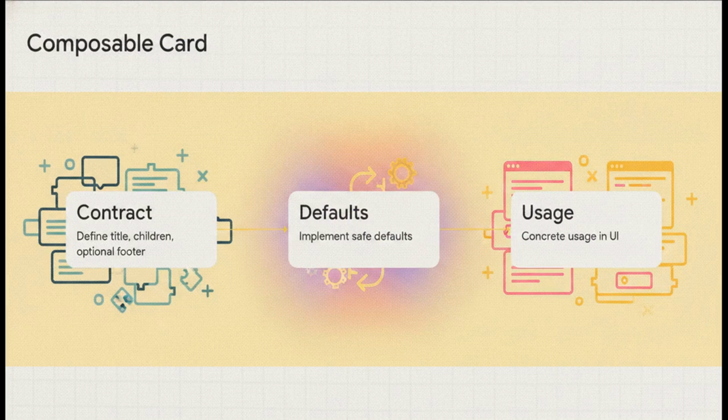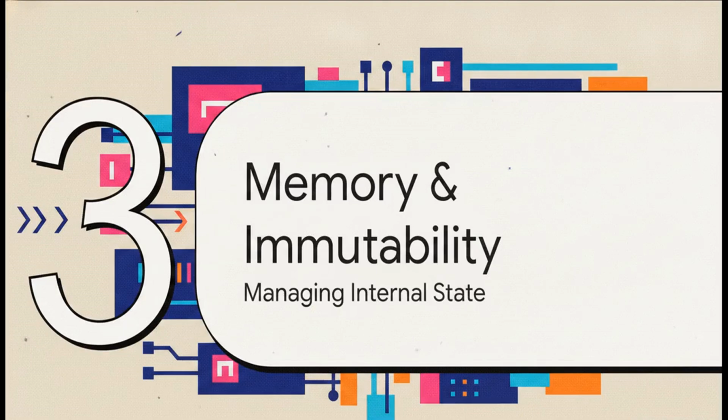Let's actually see this in action with a fully composable card. Step 1, establish the contract. We defined a required string title, our flexible children for the main content, and an optional footer. Step 2, we implement safe defaults inside the component. And step 3, concrete usage. Now we can use this card anywhere. The typing absolutely guarantees the title is always there, while the inner content and the footer stay completely flexible and totally safe.